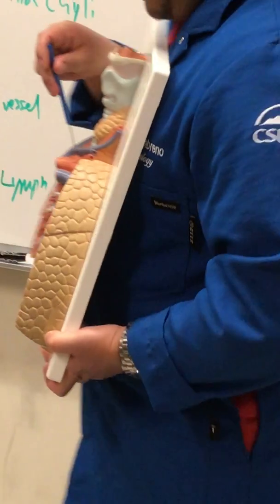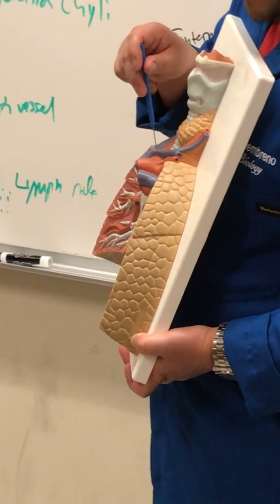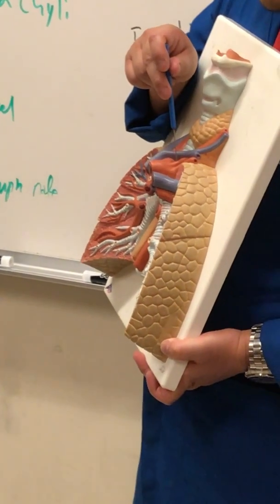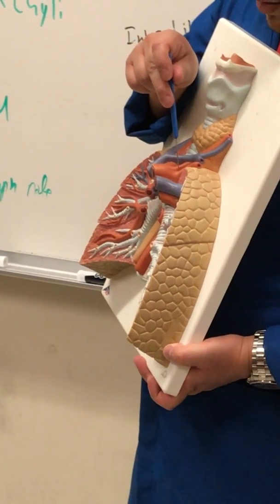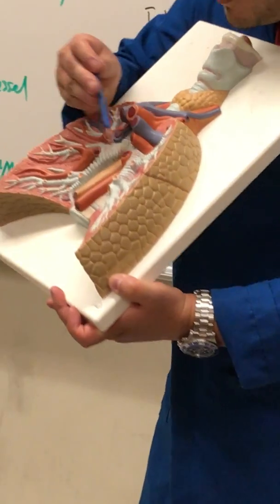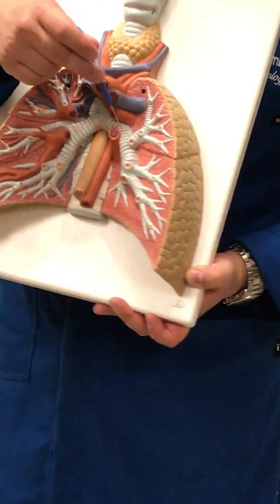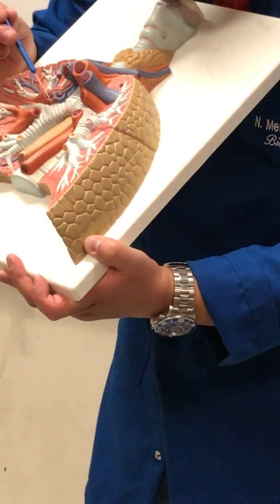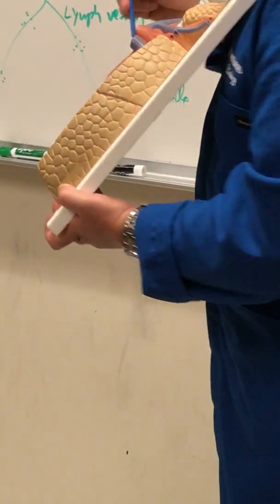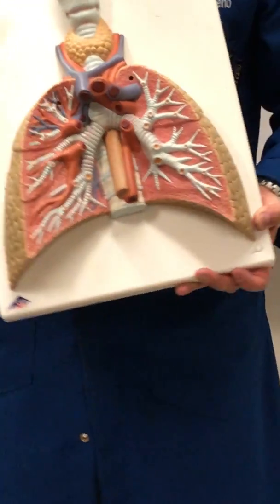What about this one here? Trunk. This one? And this one? Subclavian. What about this thing? Left primary bronchi. This one here? Right primary bronchi.